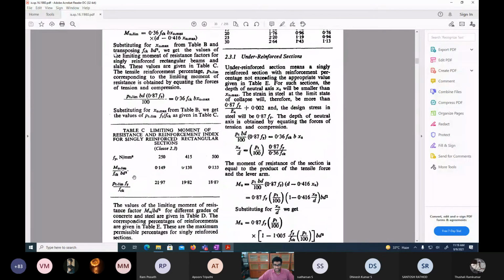In fact, I had already used this table to do my manual calculation as well. I used this Mu limit by fck bd square. I used pt limit. I didn't use this, I'll use this now. So all these things I have used.